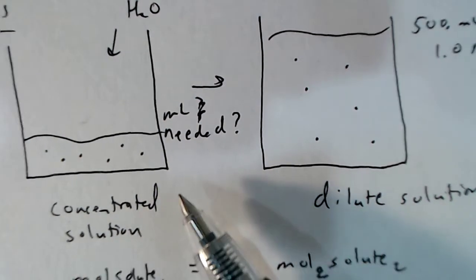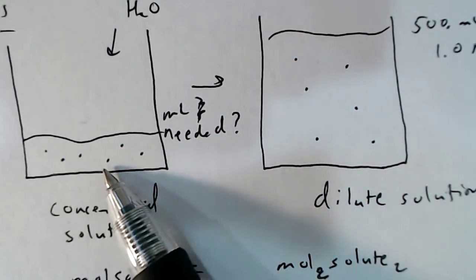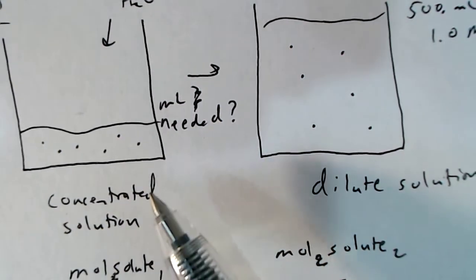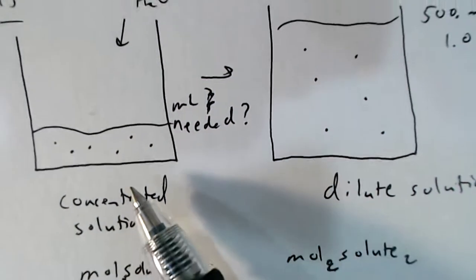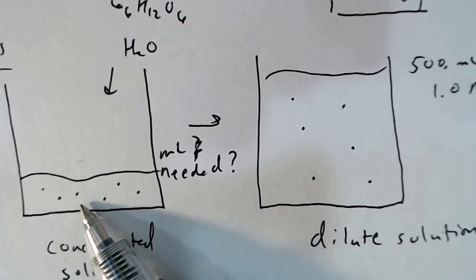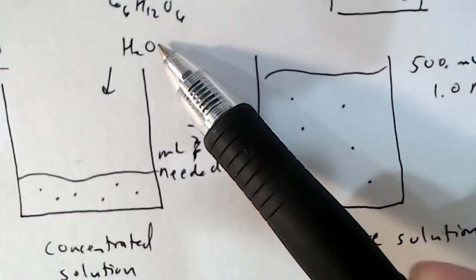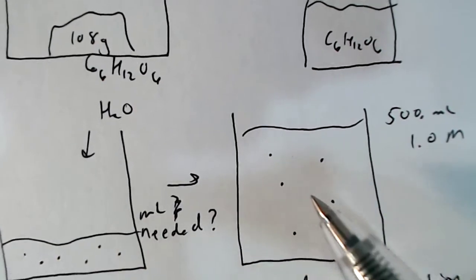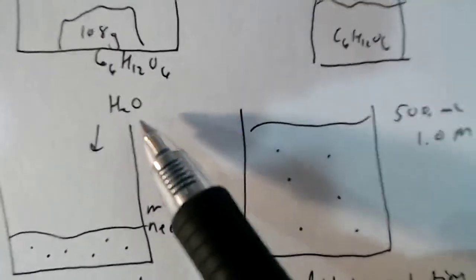So we want to derive an equation to use to be able to figure out how much of this original solution we'll need. In order to derive that equation, we know that an original concentrated solution has a lot of dots per given unit of volume. If you add water to it, you won't change the number of dots. You won't change the amount of solute. So you'll have just as many particles of solute at the beginning and at the end. It's just that they're surrounded by more solvent.